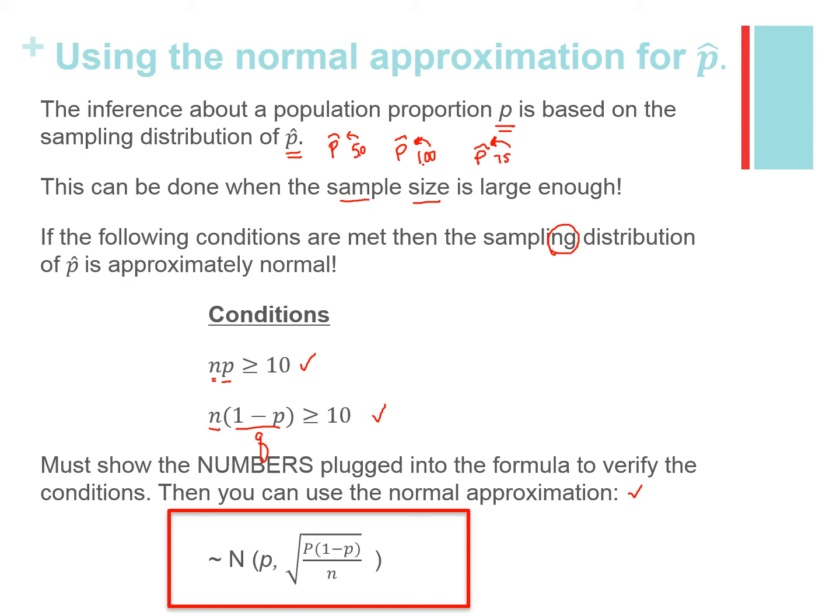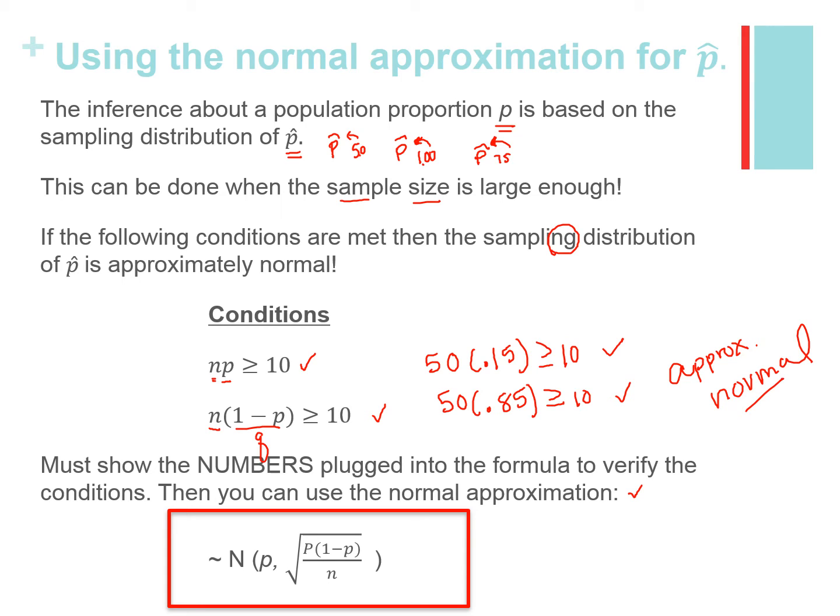So you're going to have to show that if we had sample sizes of 50 from our Reese's Pieces times 0.15, what is that? Is that greater than or equal to 10? And then 50 times 0.85, which is our failures, the proportion of candies that were not orange, is greater than or equal to 10. If those are both true, then the distribution is approximately normal. It's never perfectly normal, it's approximately normal. Please show the numbers plugged into the formula.